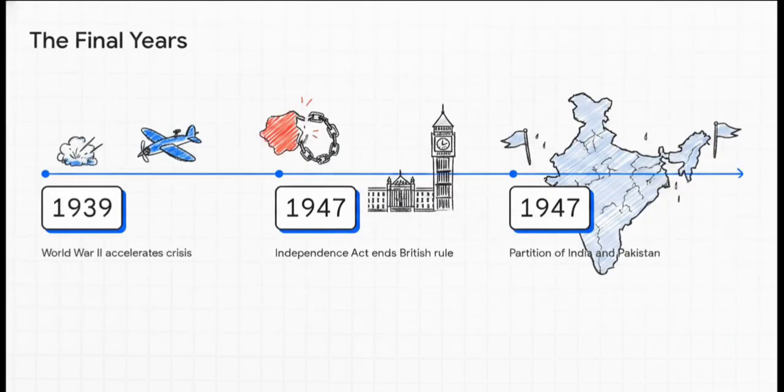You see, the outbreak of World War II in 1939 had severely accelerated this entire constitutional crisis. It left Britain both economically and militarily totally exhausted. So by 1947, the inevitable finally happened. The Indian Independence Act officially ended British rule. But of course, it came at a profound, devastating cost: the simultaneous and deeply tragic partition of India, creating the two newly independent nations of India and Pakistan.